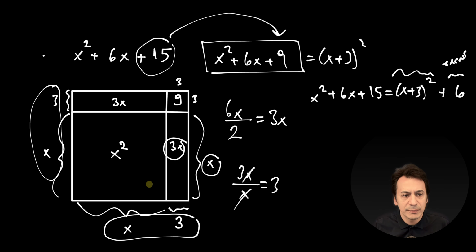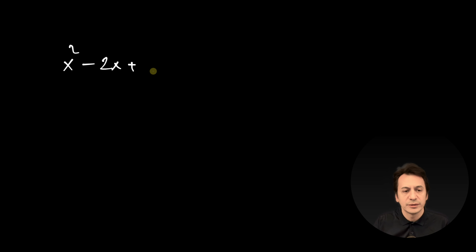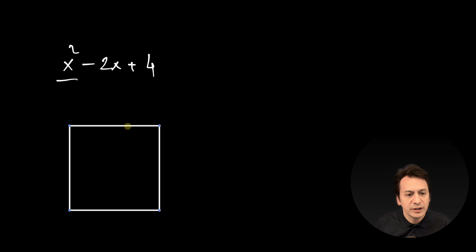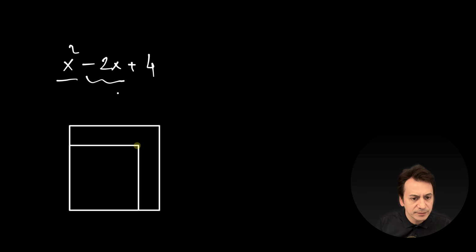Okay, let's do one more example, but this time with a negative coefficient. X squared minus, let's say, 2x plus 4. Let's complete this to a square. Let's start with x squared. Okay, that's my x squared. Since I'm going to subtract something, I'm going to make a smaller square, right? And I know where this 2x will come from. It will come from these rectangles.